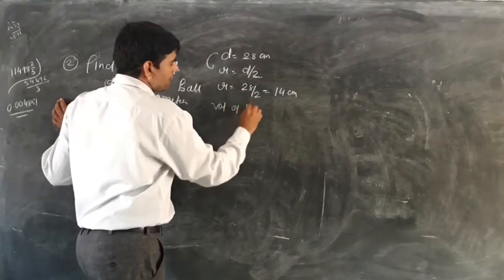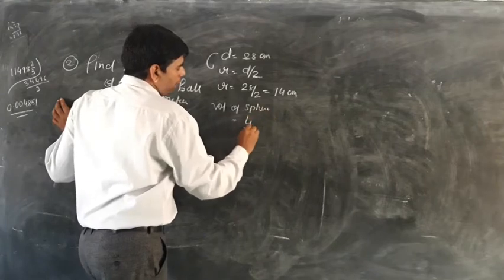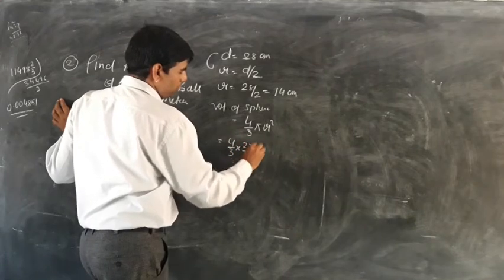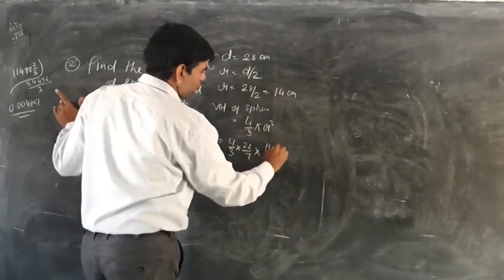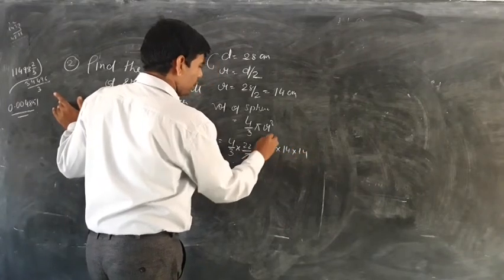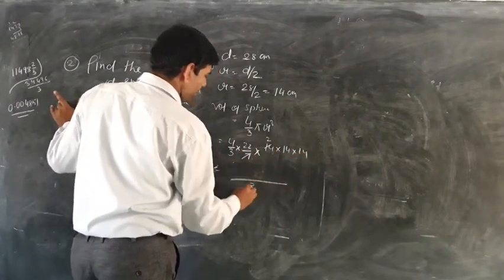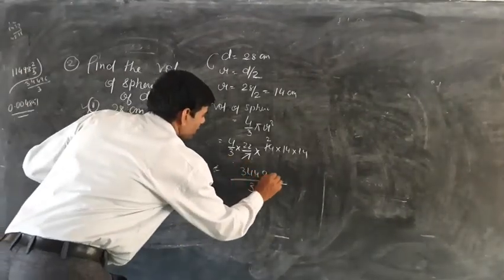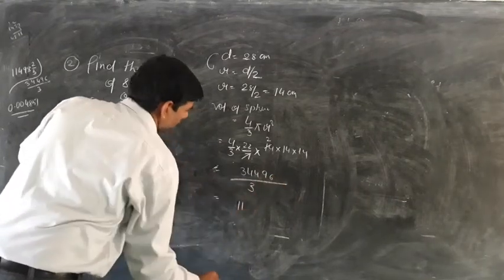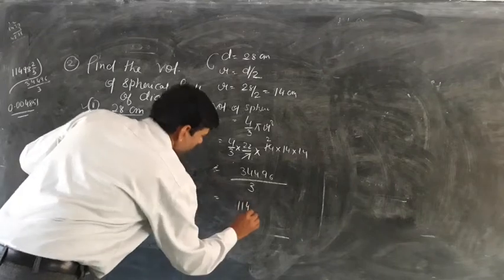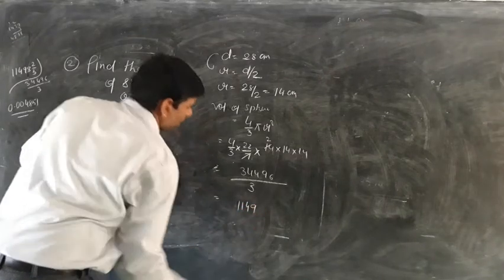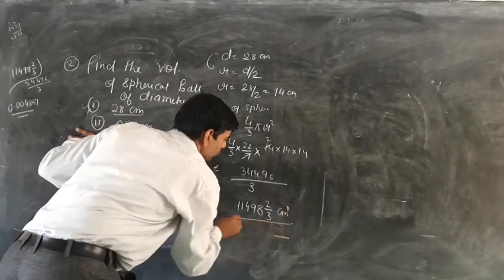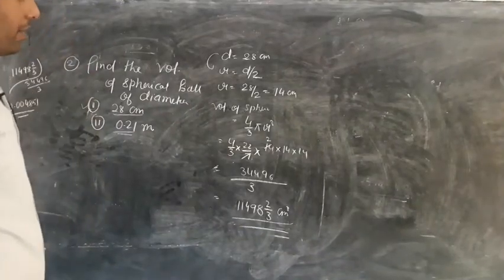Capacity and volume of sphere will be the same. Volume of sphere is 4 by 3 pi r cube. The 4 by 3, the value of pi is 22 upon 7. The radius will be 14 into 14 into 14. 7 2s are 14. Upon 3. Multiplication of 4, 22, 2, 14 into 14 is 34496. So it is 11498 2 by 3 centimeter cube.